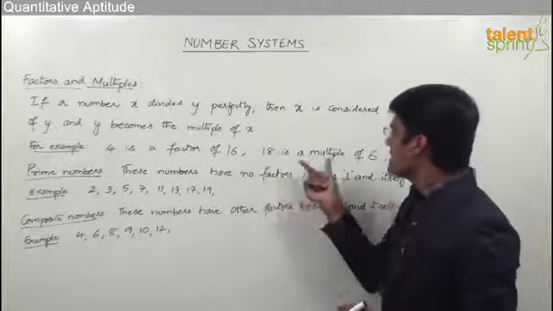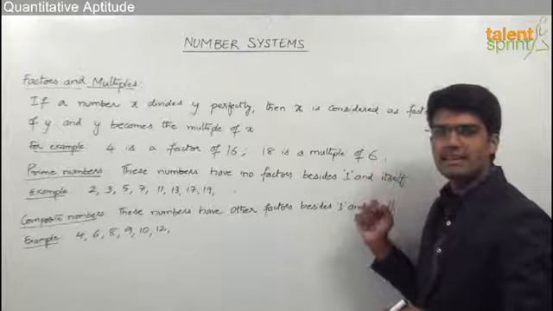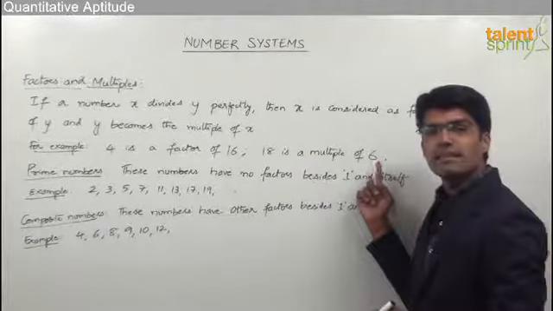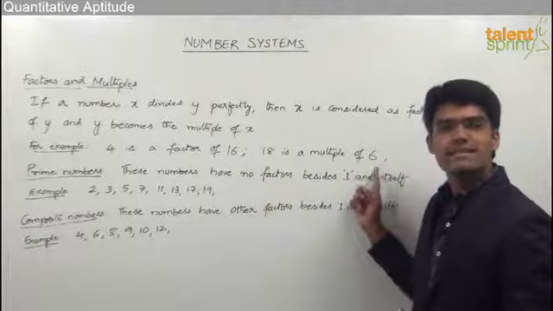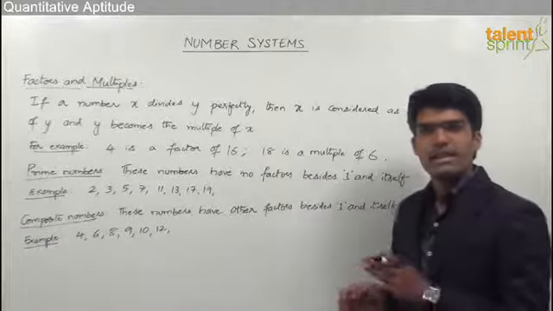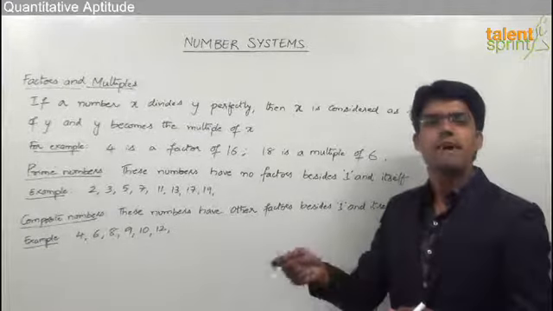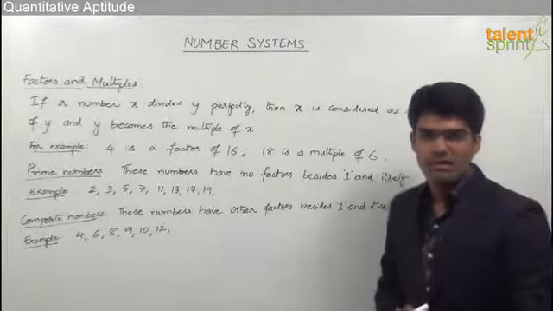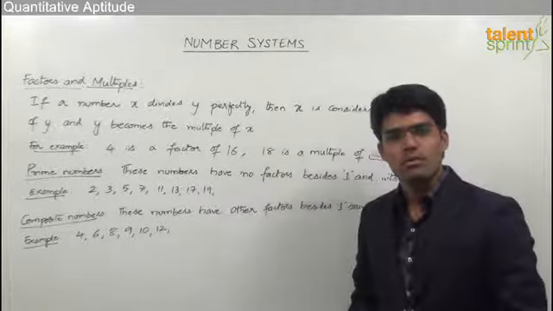Similarly, 18 is a multiple of 6. Why? Because 18 is divisible by 6 exactly. So if 18 is divisible by 6, that means 6 is able to divide 18. So if 18 is a multiple of 6, we can say that 6 is a factor of 18. So very clearly, factors and multiples are linked to each other. If a is a factor of b, then b has to be a multiple of a. So if 4 is a factor of 16, 16 is a multiple of 4.